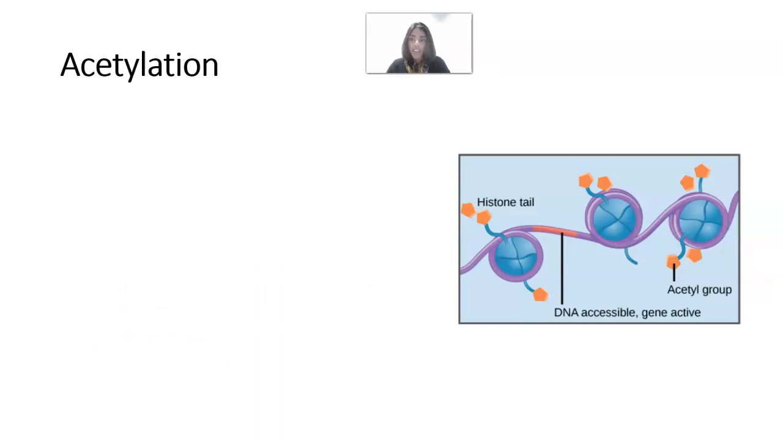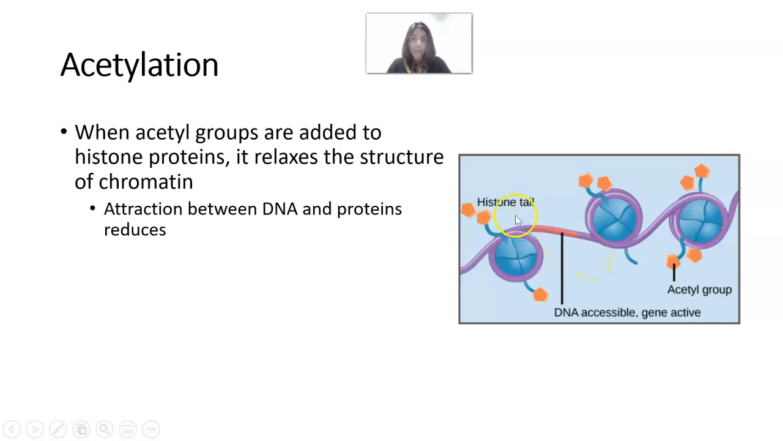First thing we're going to be looking at is acetylation. Now, if we look at this cartoon here, we can see that the gene is accessible and therefore we can fully transcribe and hence express it. So when we have acetyl groups that are added to histone proteins, which is what these little orange pentagons are, what that does is it relaxes the coiled up histone proteins and it unravels that spool of DNA and it allows the code to be read.